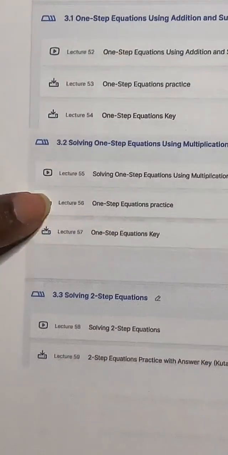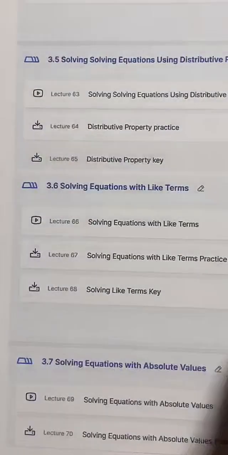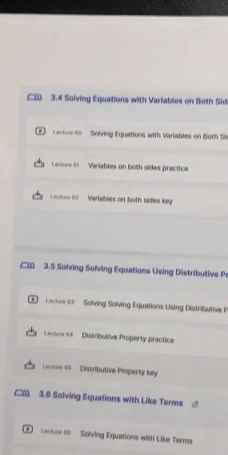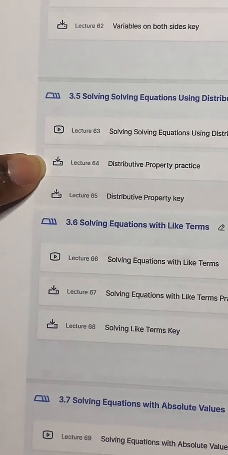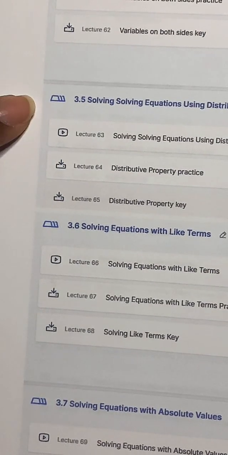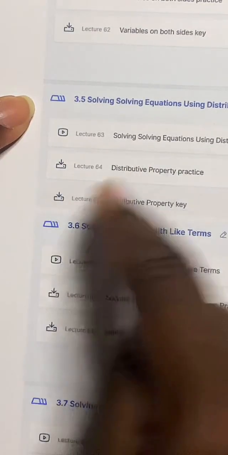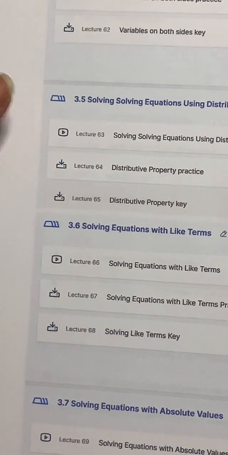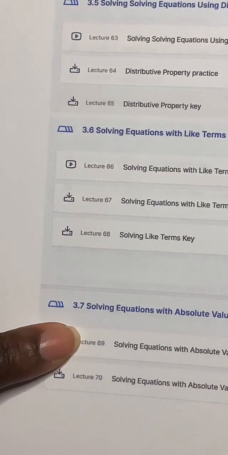One-step equations, one-step adding, subtracting, two-step equations. And we did a little bit of that before. Now, with all these videos, you have some of the lectures, and it's me doing the lectures. You see how I talk. Most of these videos are 20 minutes long. You can fast forward. It gives you a section to practice. You can pause the video, try to do the problem yourself, then hit play to see if I got the same answer as you did. So you got your solving equations, distributive properties, and absolute values.